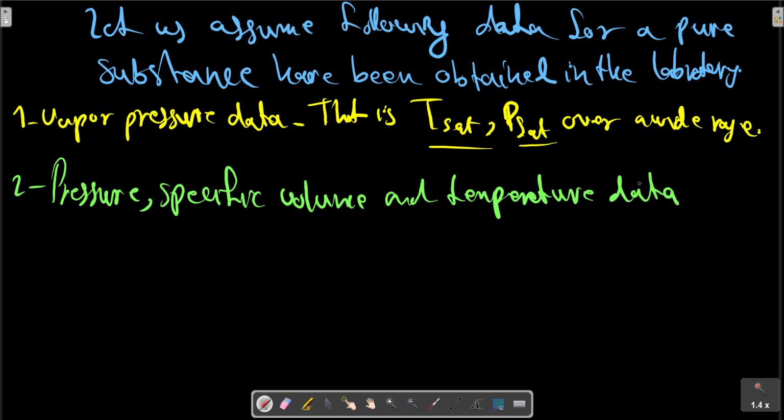In the vapor region, these data are usually obtained by determining the mass of the substance in a closed vessel and then measuring the pressure as the temperature is varied. This is done for a large number of specific volumes.